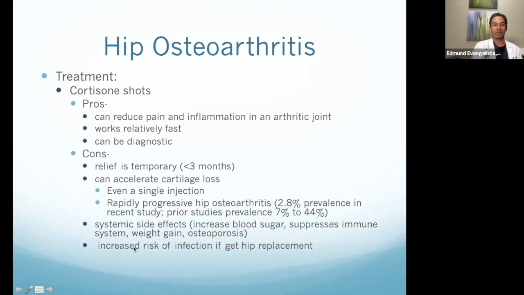Another downside is that it's well known that cortisone can increase risk of infection if you get a hip replacement soon after the cortisone injection. So it's pretty much standard of care now that if you get a cortisone injection, a hip surgeon will not replace the hip for at least 3 months. They want to wait 3 months to make sure that cortisone's out of the system in the joint before getting a hip replacement to decrease that risk of infection.